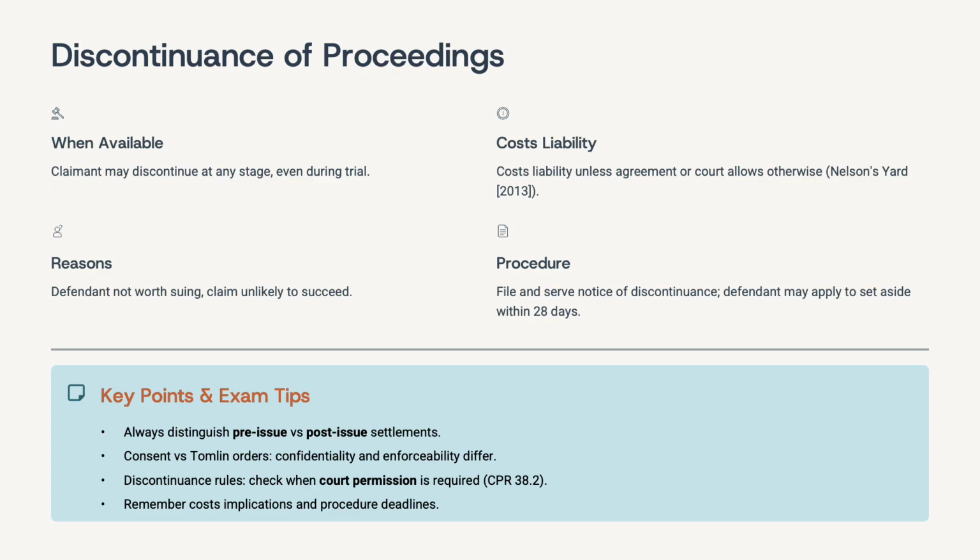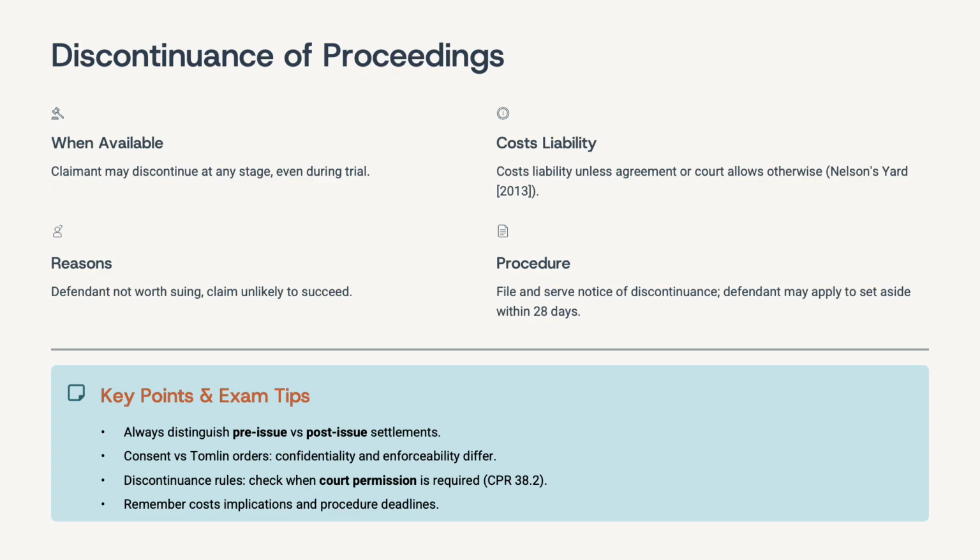A claimant can discontinue proceedings at any stage, even during trial. However, they will usually be liable for the other party's costs unless the court orders otherwise. The case of Nelson's Yard is a good one for you to understand. Once you start proceedings and you just run away from them, you need to pay the other party's costs. A common reason for discontinuance is the defendant can't pay, so it's no longer worth suing them. Another reason is a weak likelihood of success.